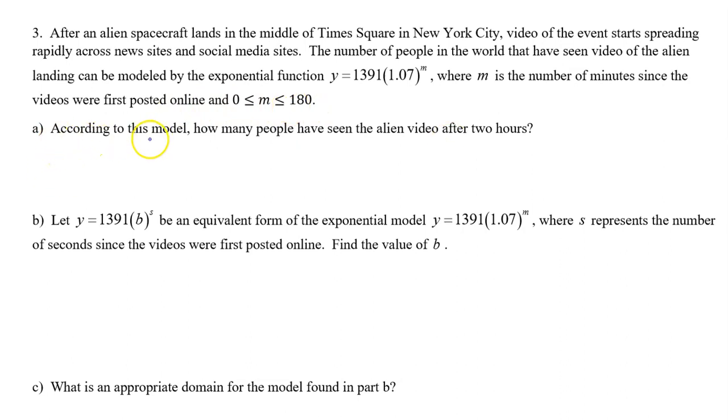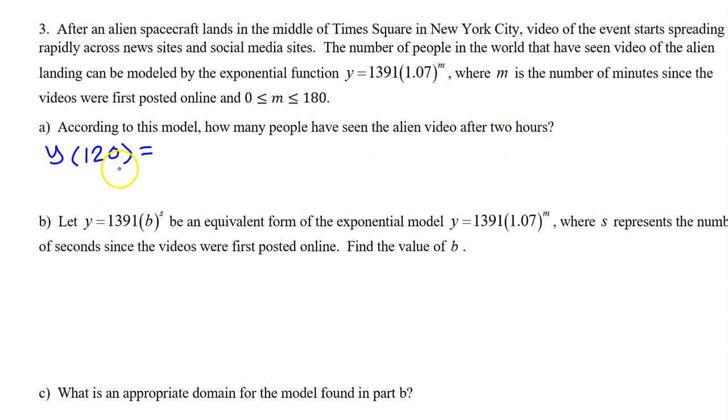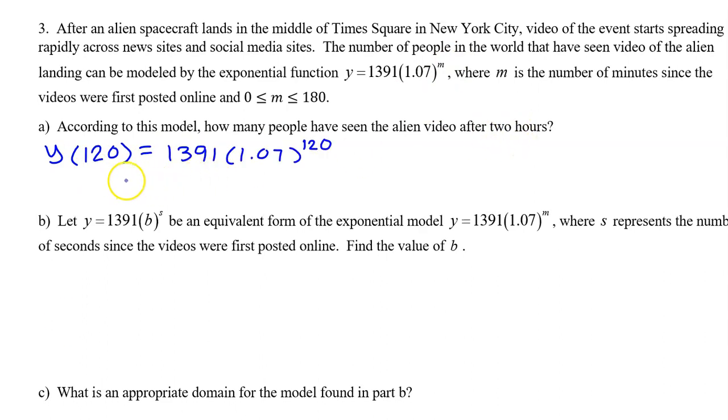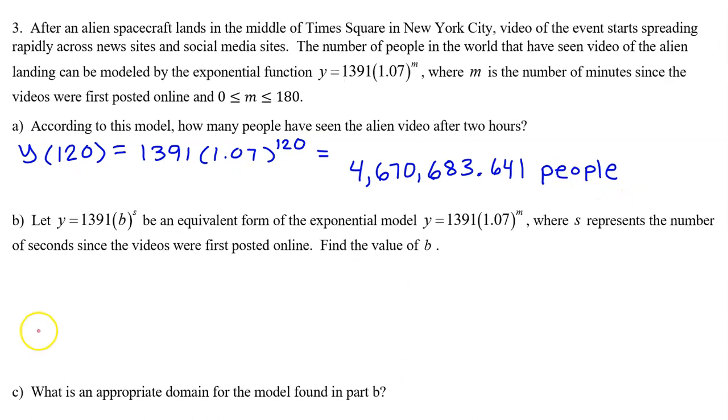Part A. According to this model, how many people have seen the alien video after 2 hours? They are asking us to find y at 120 because m is in minutes and 2 hours is 120 minutes. Just enter this into your calculator. That's 4,670,683.641 people. Don't forget the units.